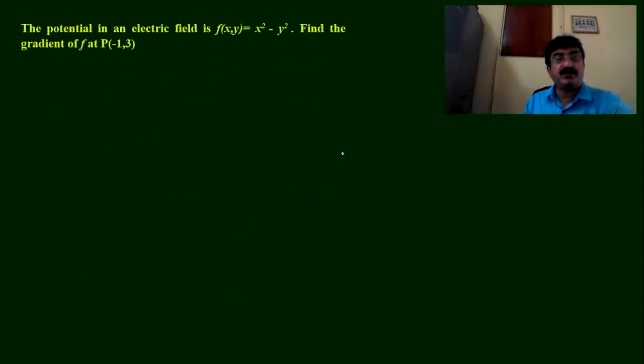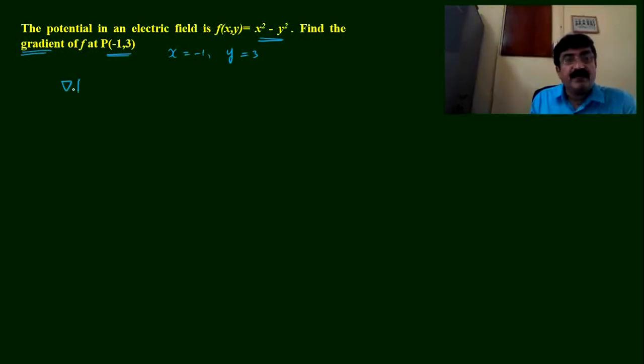Well, next question. Again here it is the potential. Potential is nothing but a scalar. Potential in an electric field is given by f of x, y is equal to x square minus y square. So the function is given. Find the gradient. Once again it is the gradient at the point P (minus 1, 3). So this time x is equal to minus 1, y is equal to 3. Ditto problem. Once again del f.